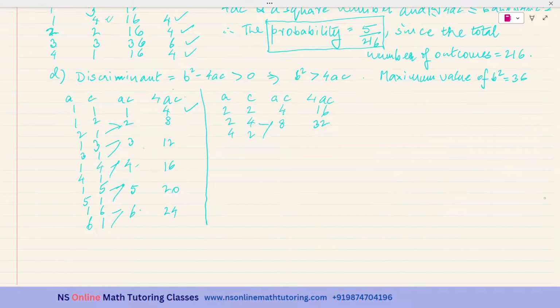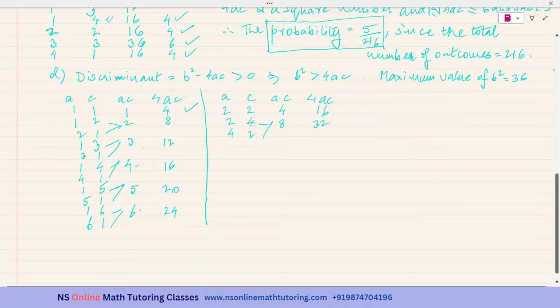Then 2 times 5. 2 times 5 is 10. 10 times 4, 4AC. 10 times 4 is 40, which is more than 36. I cannot take. Same for 2 times 6. 2 times 6 is 12. 12 times 4 is 48. More than 36, I cannot take. Okay. So same for 3.